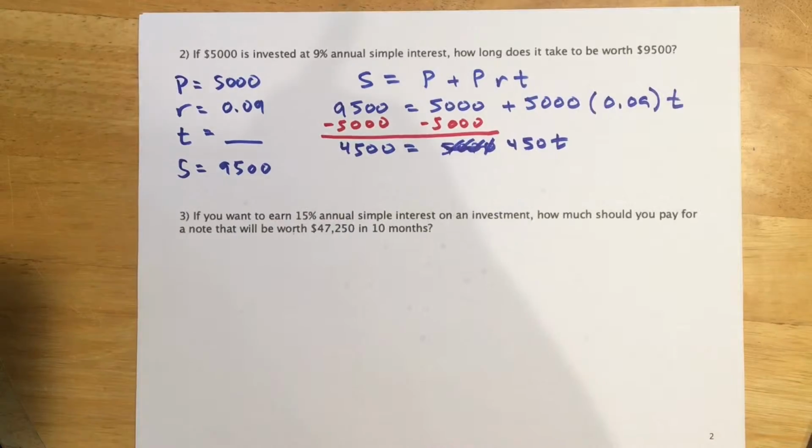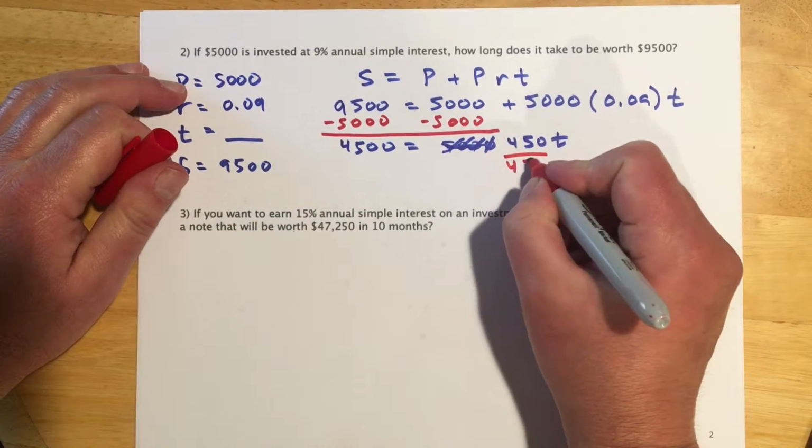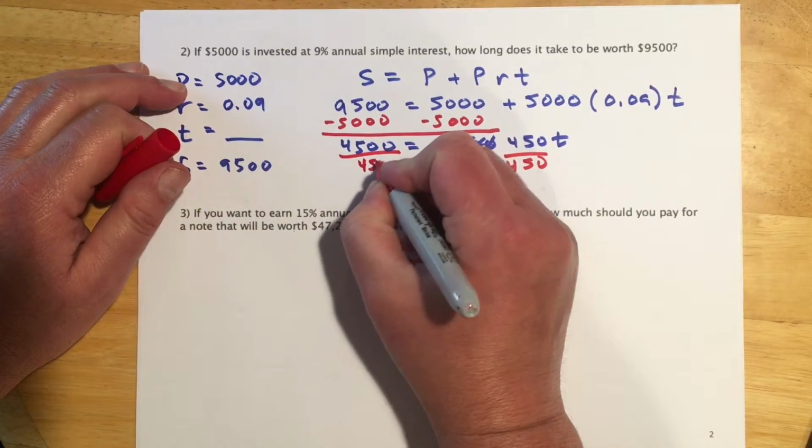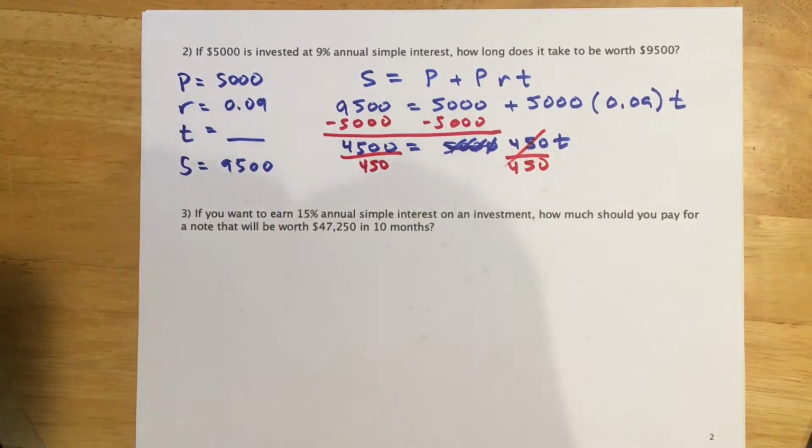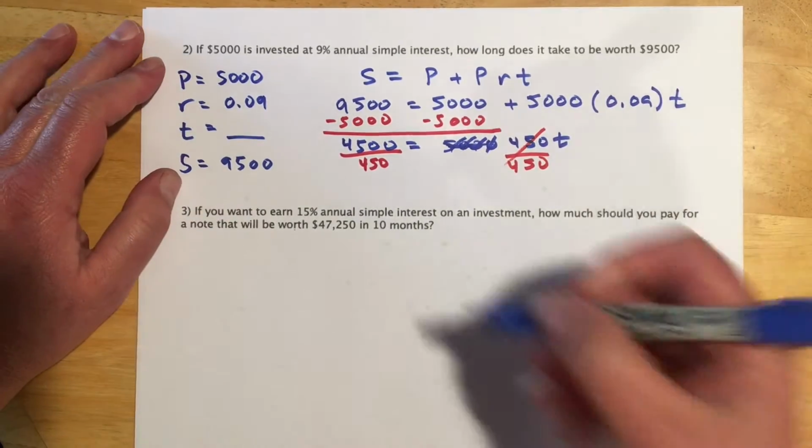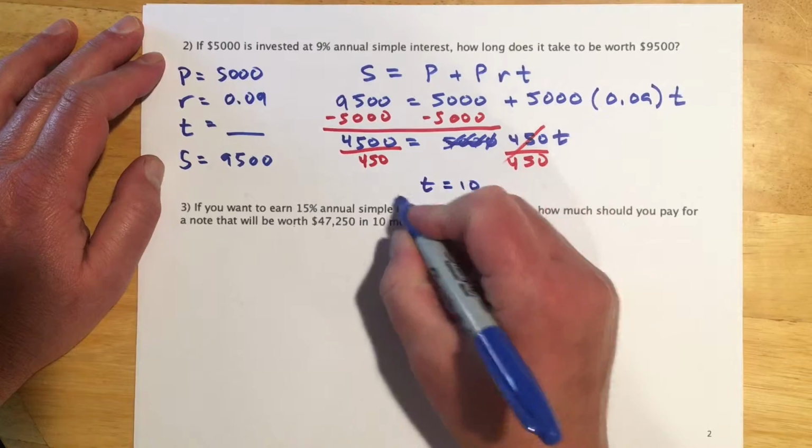And then from there, we'll divide over the 450. And it looks like T is 10, so 10 years.